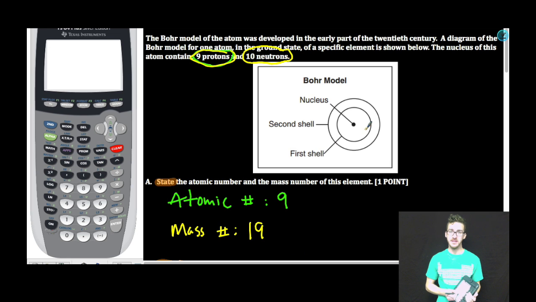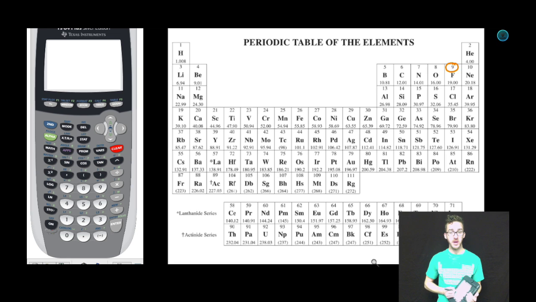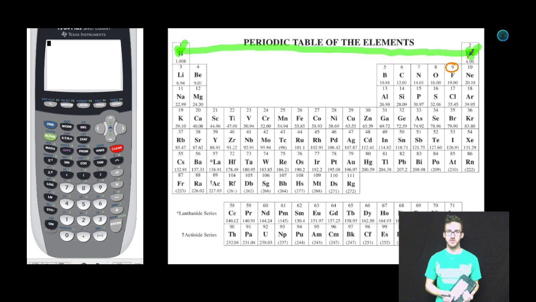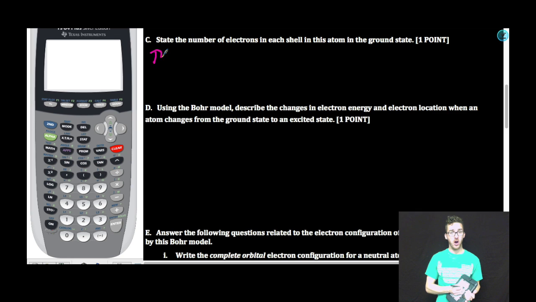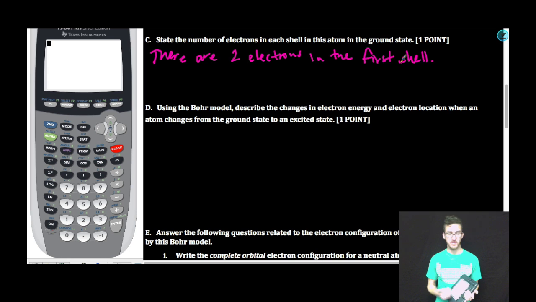Now, we're given a hint that there are 2 shells. But remember, your periodic table is a great tool when you're trying to determine the number of electrons and number of shells or energy levels that a given element has. Recall that each row represents a shell or energy level, and each box indicates the number of electrons in that main energy level. So in my first main energy level, I have 2 electrons. There are 2 electrons in the first shell or energy level.